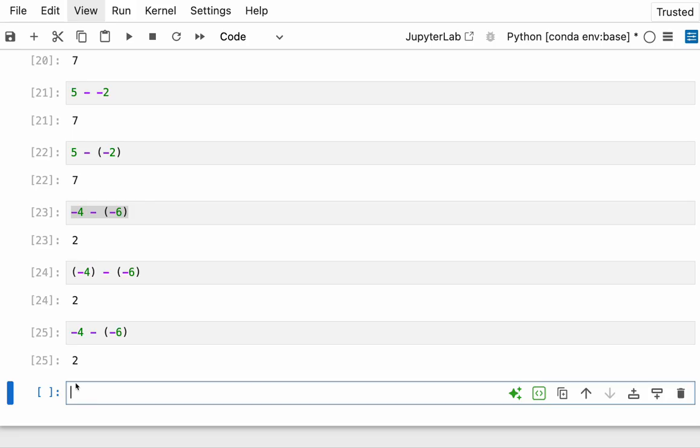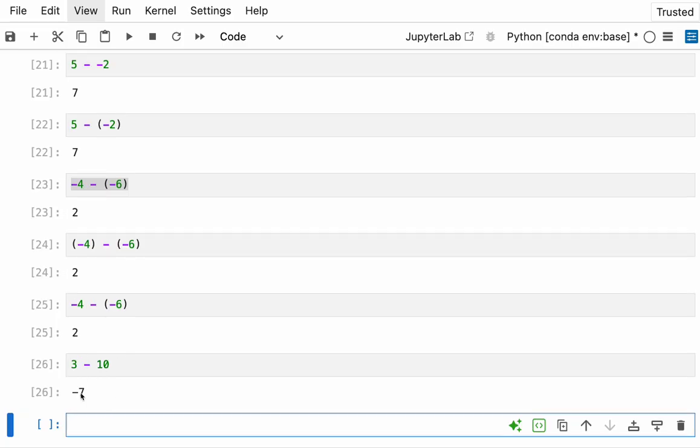Now let's look at another example. Let's say we do 3 minus 10. What's the answer? Can you guess? Well, I'll just run it now. So 3 minus 10, we get minus 7. So this means that when you run subtraction in Python and the result is a negative number, it also returns a negative number.